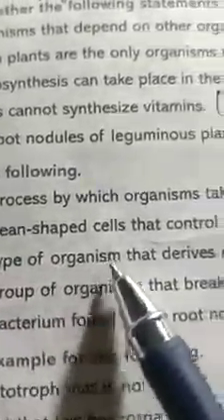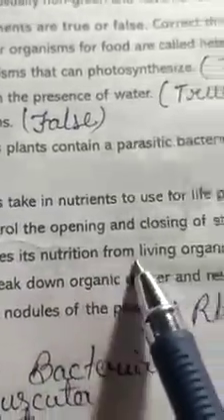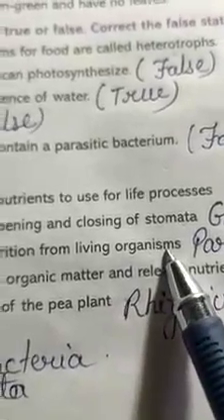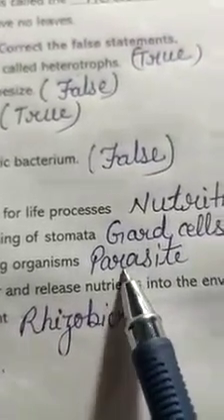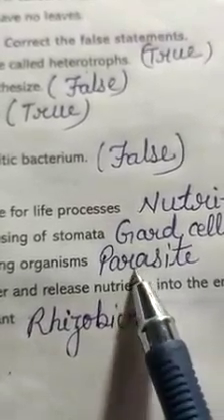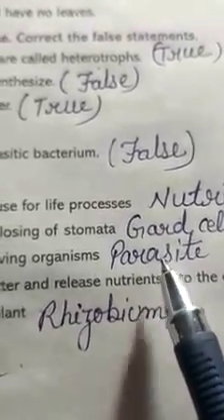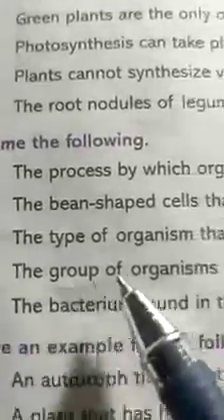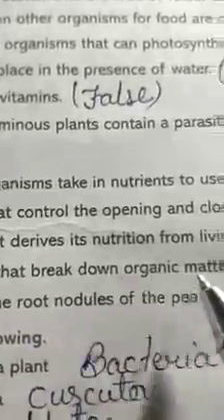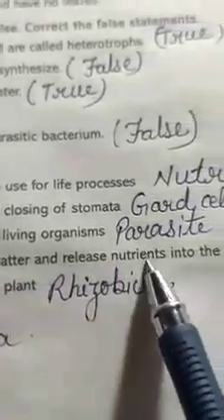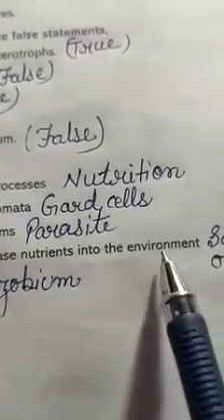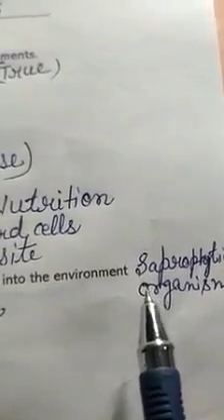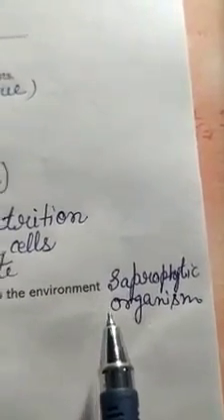The type of organism that derives its nutrition from a living organism is called what? Parasites. Dear student, a parasite is an organism that lives and feeds on another living organism. Come to the fourth. The group of organisms that break down organic matter and release nutrients into the environment. The saprophytic organisms. Saprophytic organisms feed on dead and decaying organic matter.